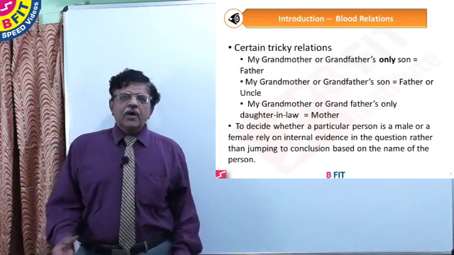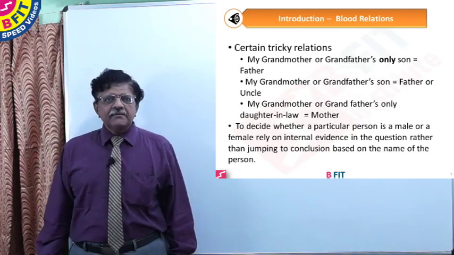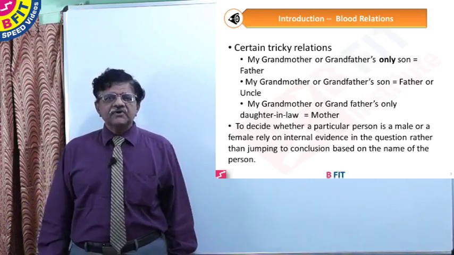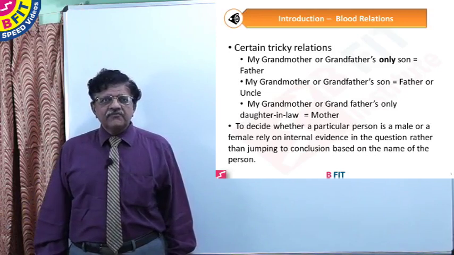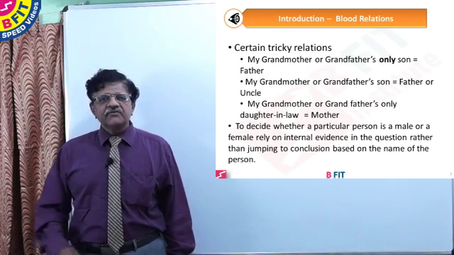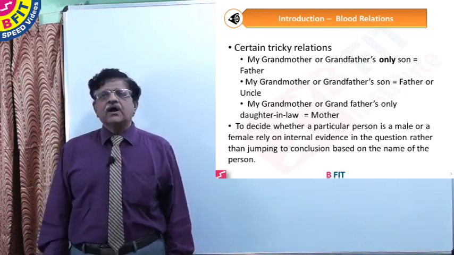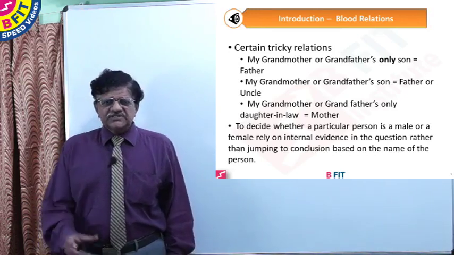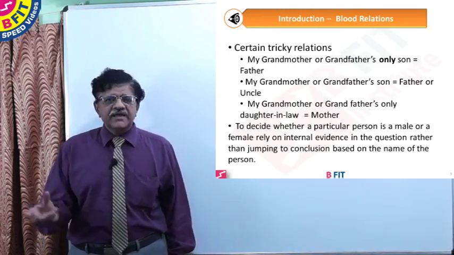Then in the problems, sometimes we get some tricky relationships. My grandmother or grandfather's only son. Who is my grandmother or grandfather's only son? It has to be your father. My grandfather or grandmother's son. When the word only is not there, it can be either father or uncle. My grandmother or grandfather's only daughter-in-law. It has to be your mother. So these are all some tricky relationships which we will be seeing more elaborately when we are solving the problems.